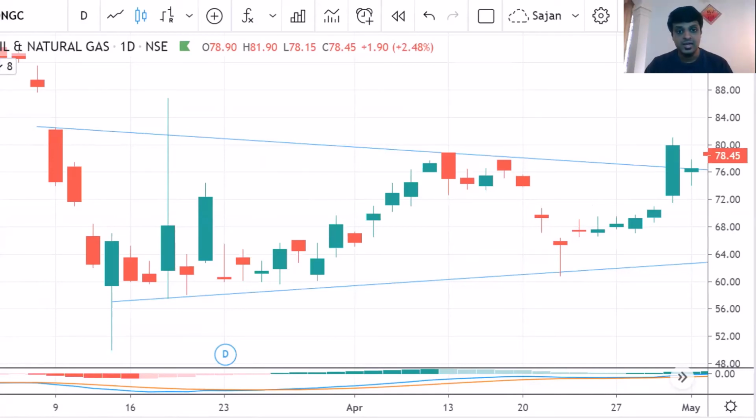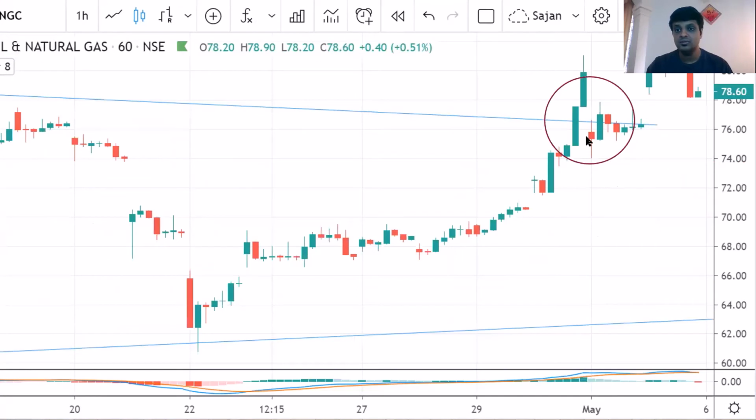These are at angles, and you can see here there's a bit of a breakout on the 30th of April. And as a result, even though the market went down overall, the next 2 days, ONGC actually went up. And this can work in the opposite direction as well.